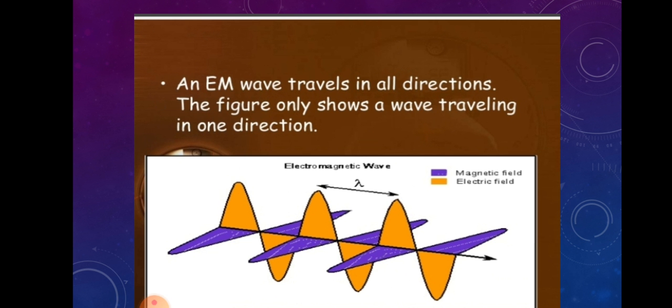An EM wave travels in all directions. The figure only shows a wave traveling in one direction. The blue part shows the magnetic field and the yellow part shows the electric field. These two fields are perpendicular to each other, and the separation between two crests or troughs is lambda, which is called the wavelength.